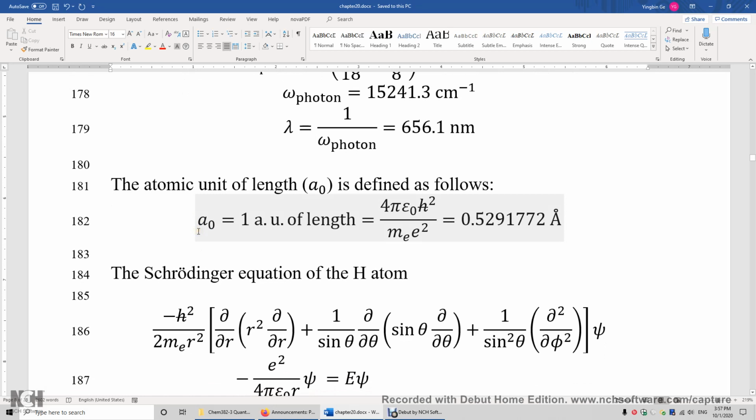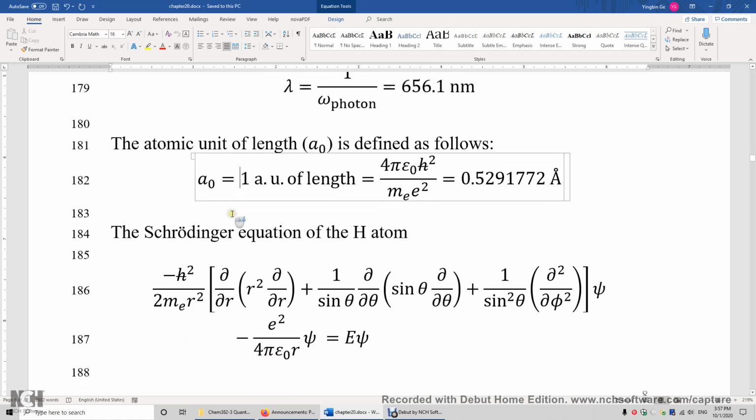We can also define the atomic unit of length. It's this. In the SI units, it's 0.529 times 10 to the power of negative 10 meters. And 1 angstrom is 10 to the power of negative 10 meters.